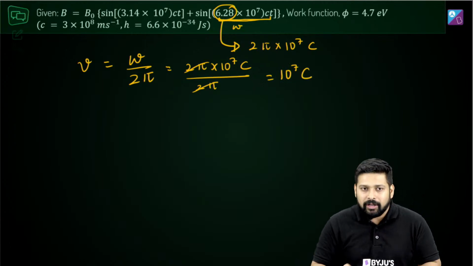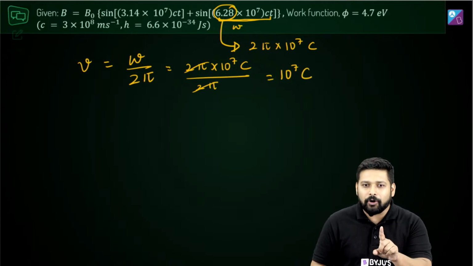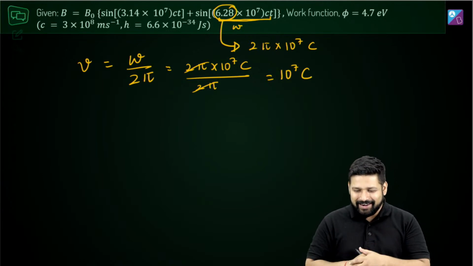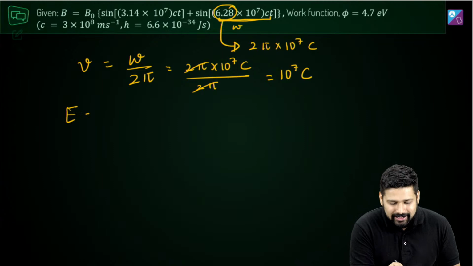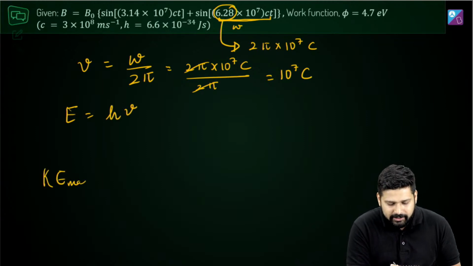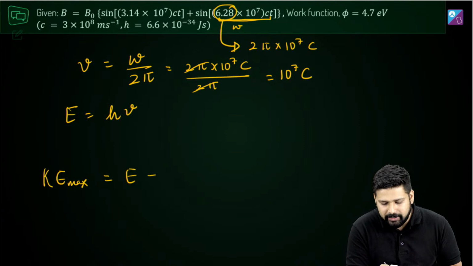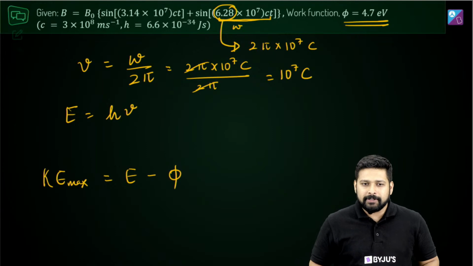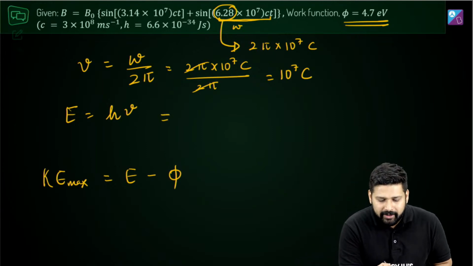And don't forget to write c, okay? Why? Because c is the speed of light. So you need to plug in that value also. Now I know E is h nu, and what is the main equation? KE max, which we have to find, is equal to E minus phi. Phi is directly given to us. Correct?